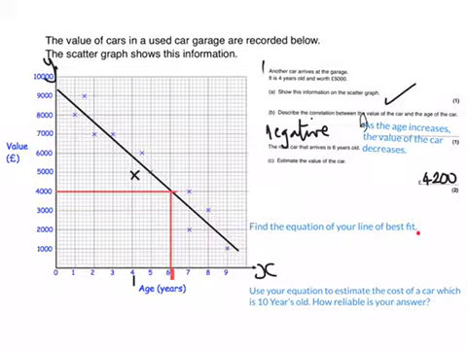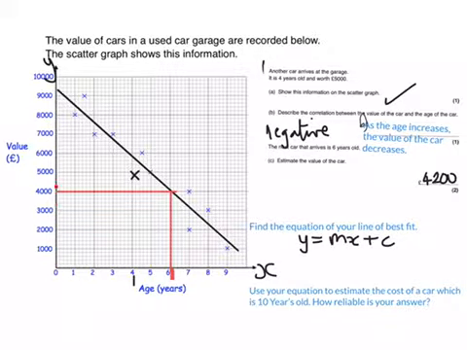Find the equation of your line of best fit. So we're finding the equation of a line here. Now it's linear, it's a straight line, so it's going to look like y equals mx plus c. Remember that m is the gradient and c is the y-intercept. Well, in this case, the y-intercept is when x is 0, so that's here.